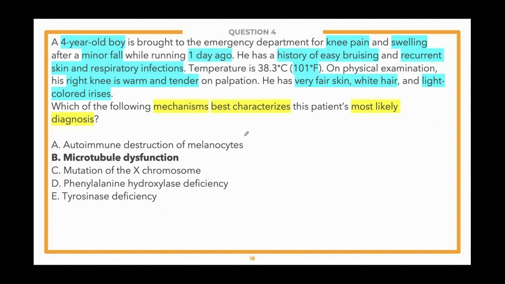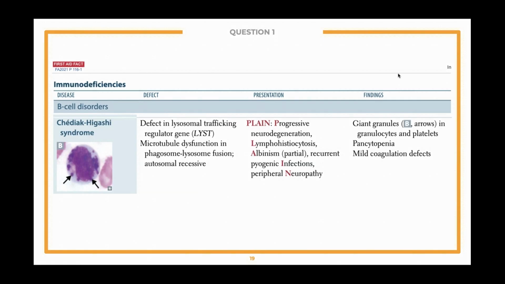If we take a look at the next slide, we can take a look at our First Aid table on Chediak-Higashi syndrome. You can see there that it's a defect in lysosomal trafficking that leads to microtubule dysfunction. What happens as a result is patients get neurodegeneration, partial albinism, recurrent infections. They also can have coagulation defects because of issues with platelets. So kind of what our patient has: infections, albinism, and issues with coagulation and platelets.